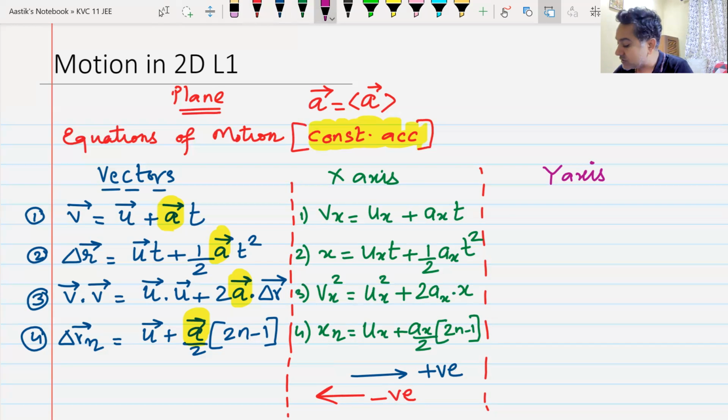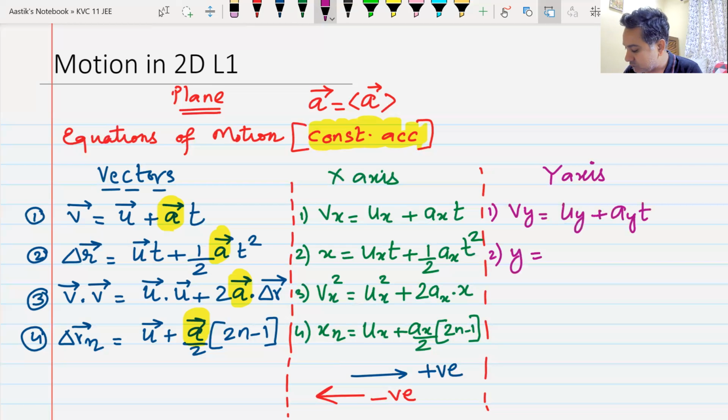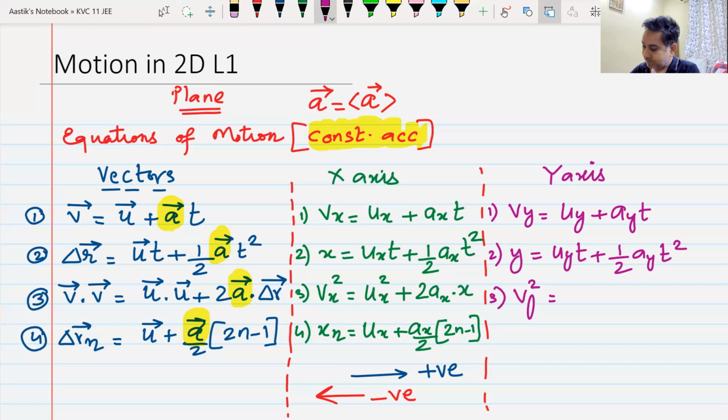Similarly, you can write equations along the y-axis. What will be the first equation along the y-axis? Vy will be equal to uy plus ay t. The second equation will be y is equal to uy t plus half ay t square. Well done. That means these equations are getting into our heads. Number 3: vy square is equal to uy square plus 2 ay into y.